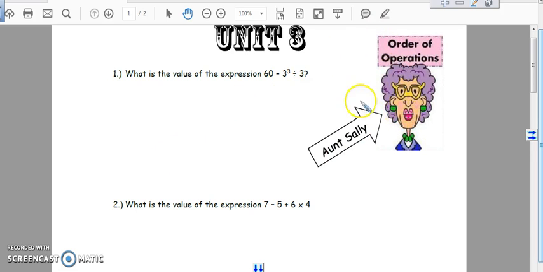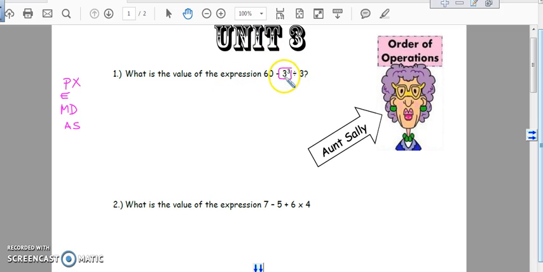Here's a picture of Aunt Sally, just to give you a hint of please excuse my dear Aunt Sally. Parentheses, exponents, multiplication or division, whatever comes first, and then addition or subtraction, whichever comes first. So let's look. Do we see parentheses? No. Do we see exponents? We do.